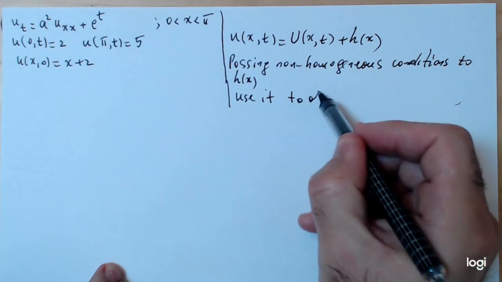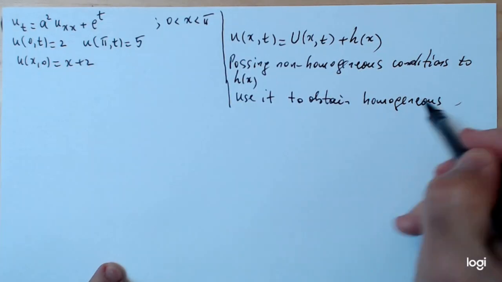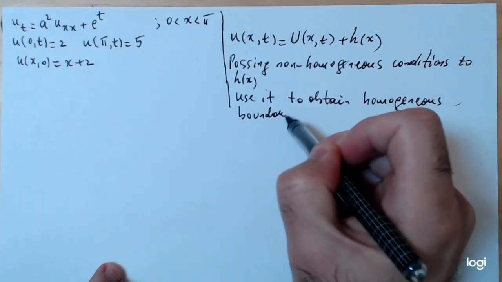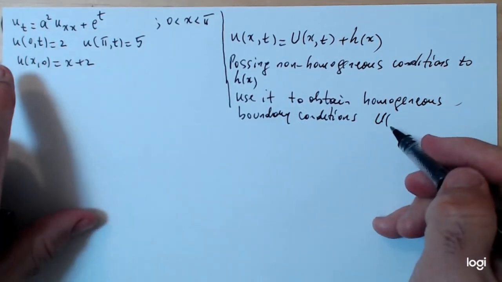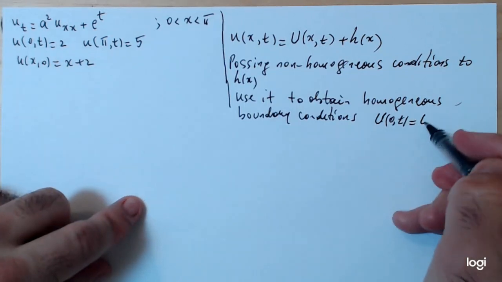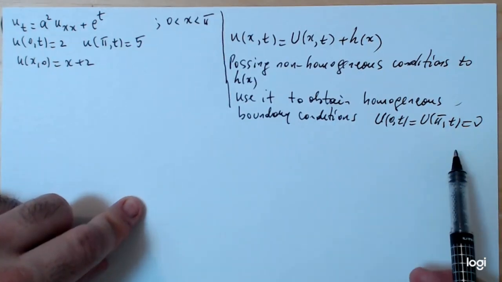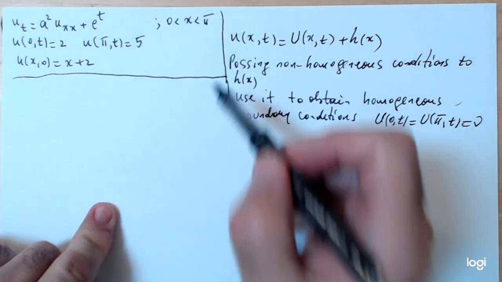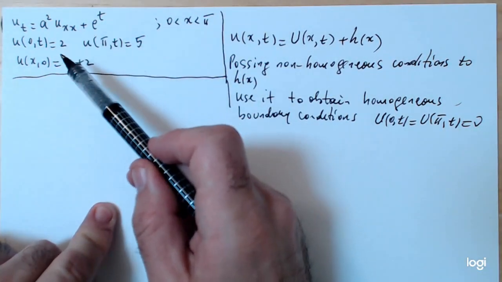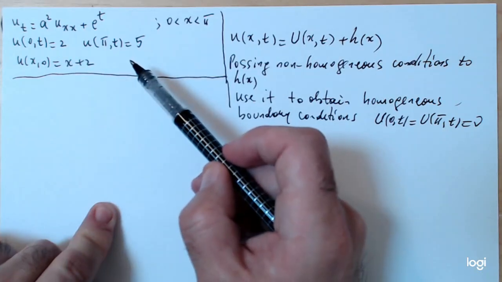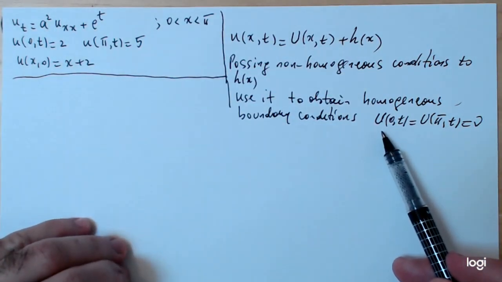to obtain homogeneous boundary conditions. So the goal is to essentially change these conditions into big U of 0,t and big U of pi,t equal to 0. So the new problem in big U won't be homogeneous because this e to the t, this pesky term here, is still there, but you will have homogeneous boundary conditions. And from that point on, we could use variation of parameters for big U.